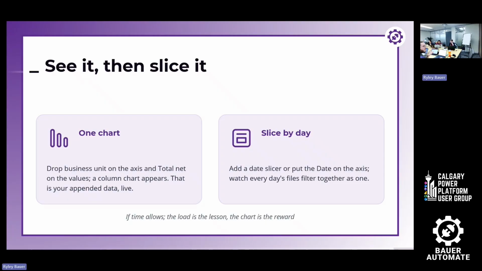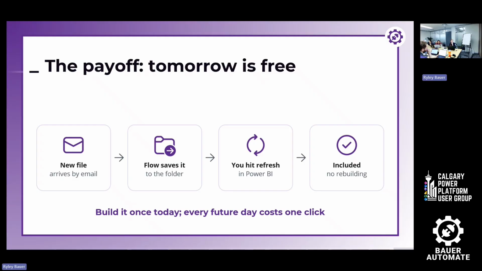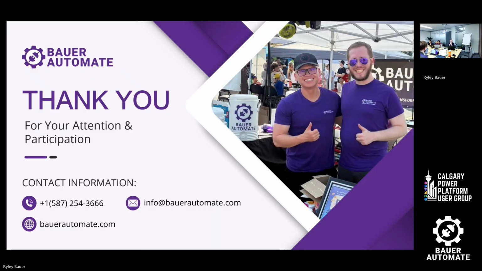Then we have a couple charts. We can slice our data by day, like I showed you, and add a couple other categories to slice it. And our payoff here is tomorrow's free. Now that the new emails are coming in, they're automatically put on SharePoint. Your Power BI report is now real time. It's updated every day for you, and you don't have any rebuilding or anything else you have to add in.